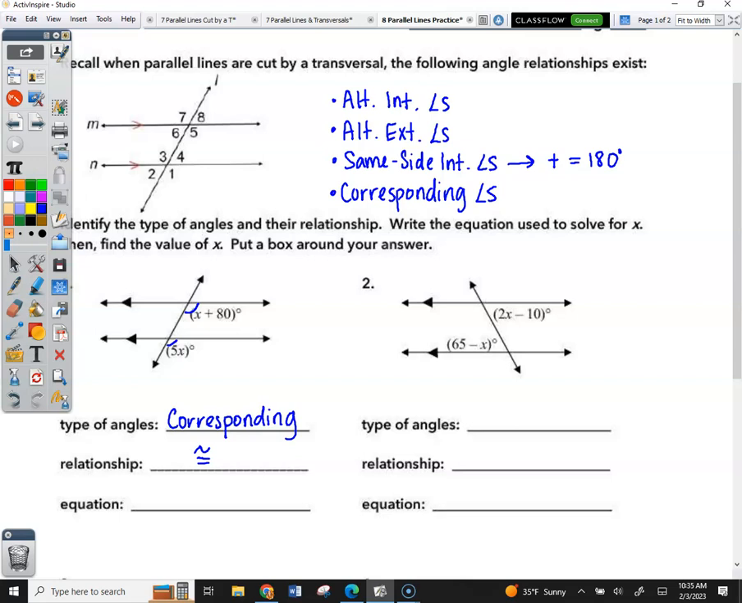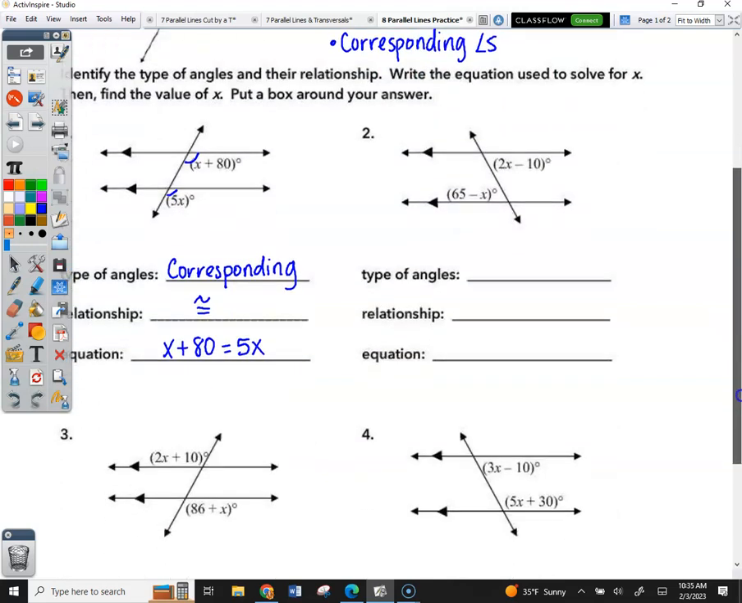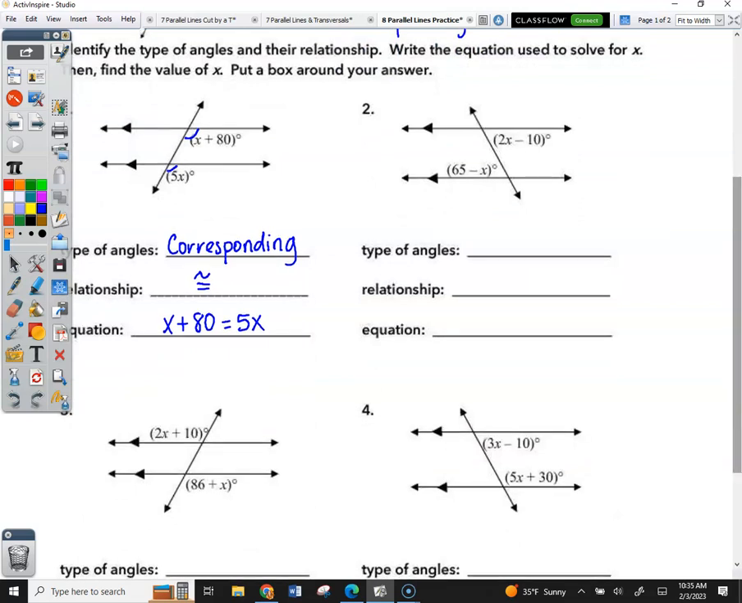So what's the equation? There you go. And then underneath it, you're going to solve. And then just circle your x. So I would subtract the x over, and when I do that, I end up with 4x, then divide by the 4, and I get 20, and then circle it.